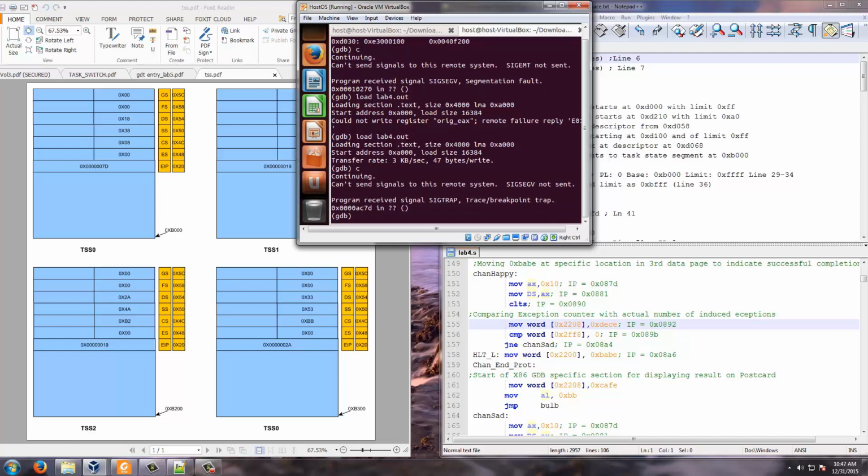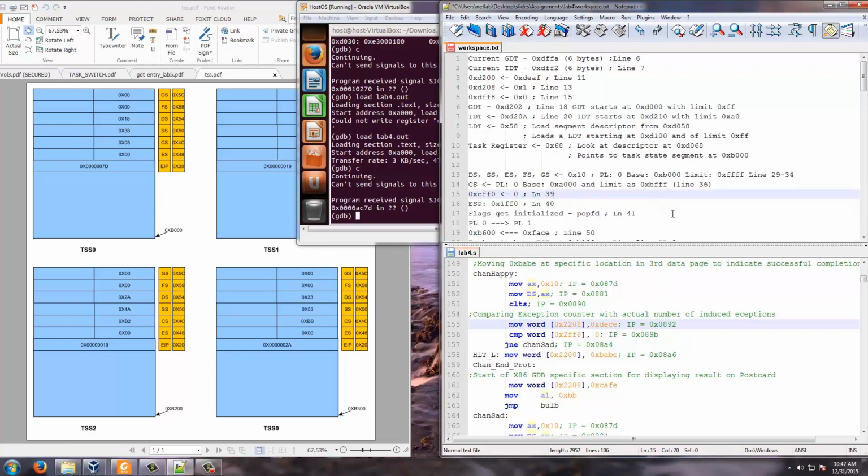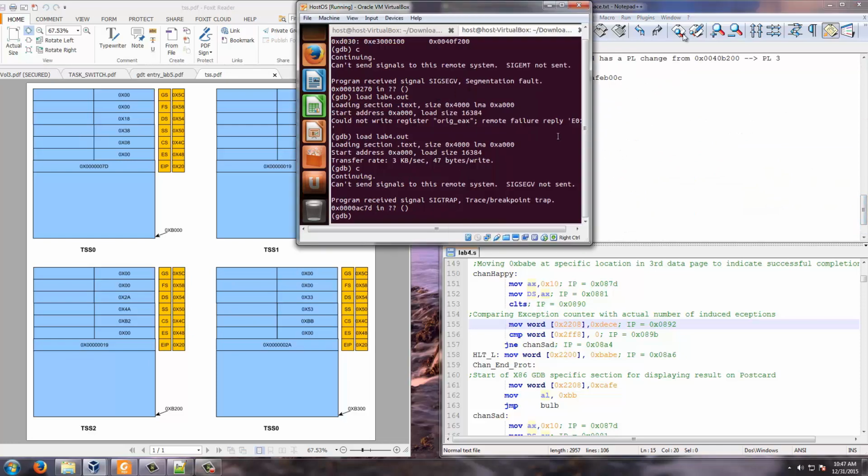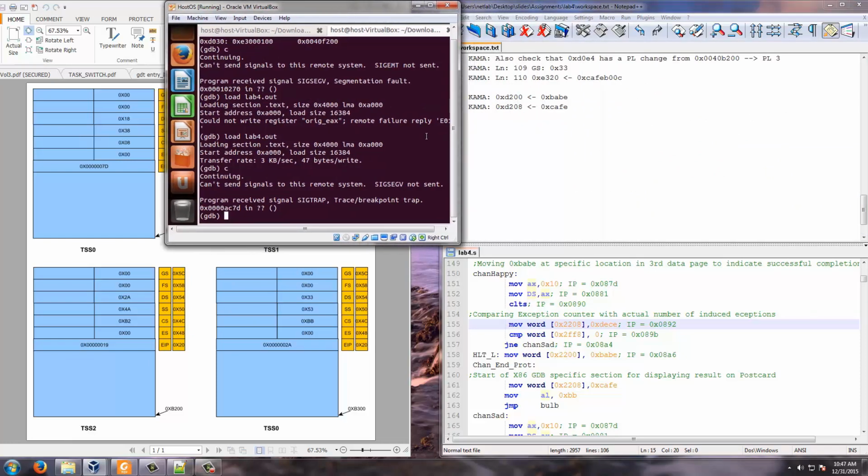These errors do come. You can just try with a reduced baud rate. Instead of 38400, you could have 19200, and sometimes it will work much faster. Yeah, so this is done now. So let us go and check from the back.